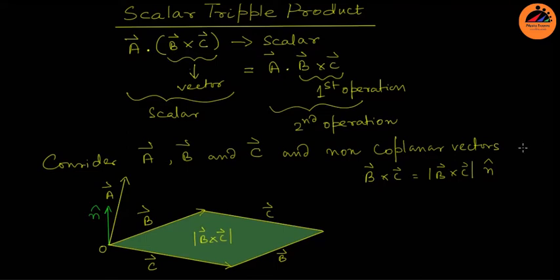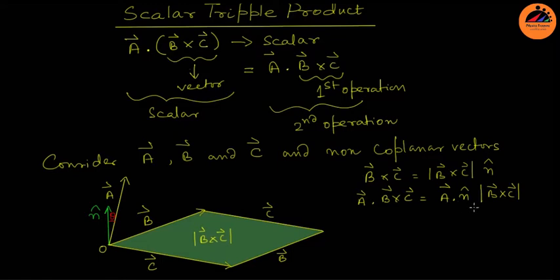So what is A dot B cross C? First, you have already done this B cross C operation. So that is A vector dot n cap times the magnitude of B cross C. Now what is A dot n cap? For this A dot n cap, you need the angle between A and n. So let's draw the angle. Suppose this is the angle theta between A and n.